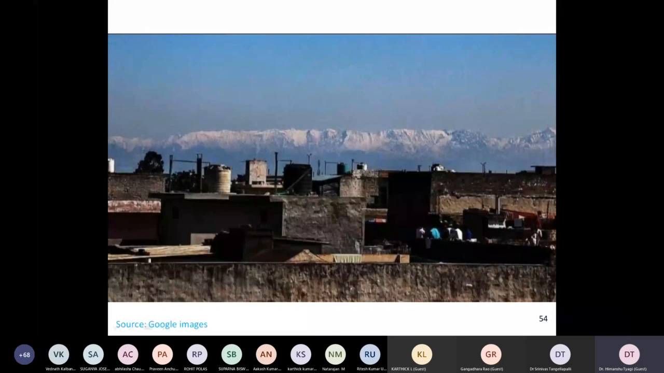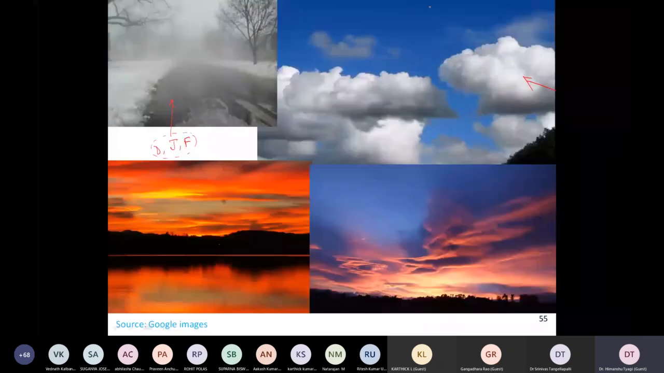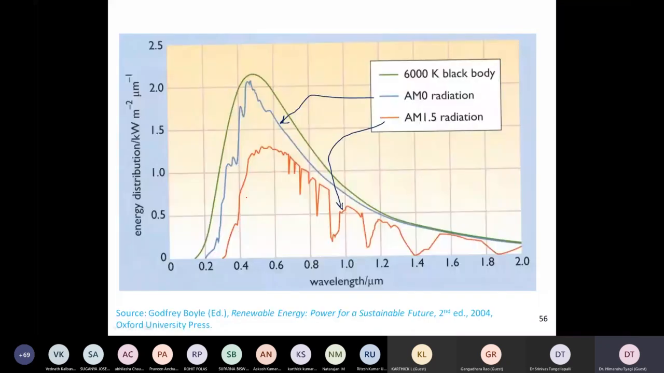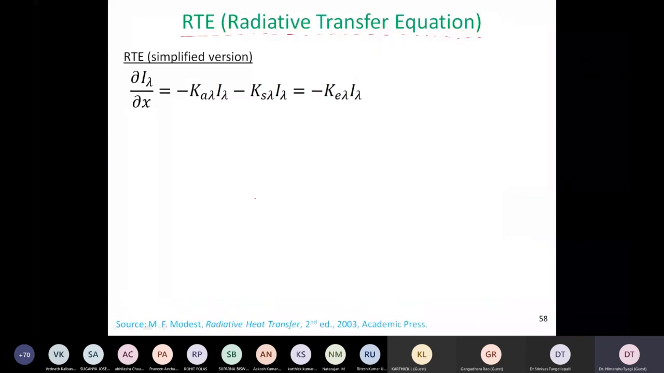And we will correlate the white color of the clouds over here, and the blue color of the background sky. And why does the sky turn reddish in color, because of the color of the sun in the sunset and during the sunrise? Those things we will be able to correlate with the help of the radiative transport equation. So let us go ahead.